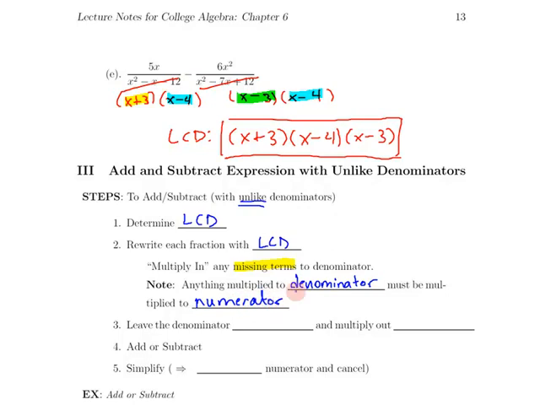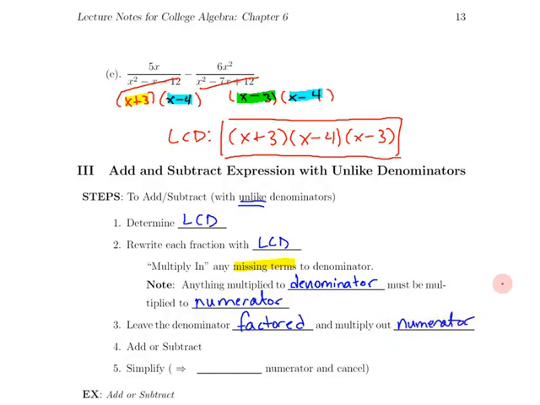Once you reach that point, the problem is very much like what we had before. All we have to do now is leave the denominator factored. Don't multiply it out. There's no reason to. You're going to have to factor it again in the last step anyways. If you multiply it out now, you're just creating more work to do. So leave the denominator factored, but multiply out the numerator.